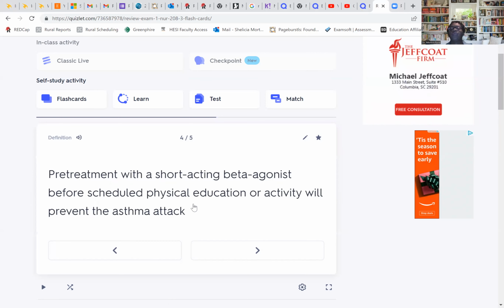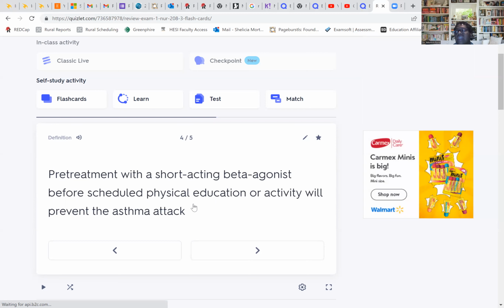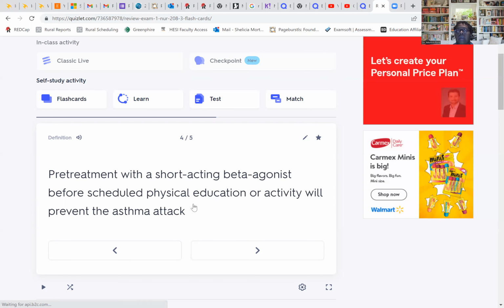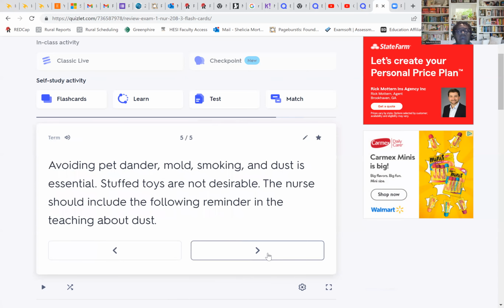You should expect to do pre-treatment with that short-acting inhaler before physical education or an activity, if they're playing soccer, if they're a cheerleader, any activity that might cause that asthma attack. You should expect to administer, or teach the coaches about administering, that short-acting inhaler.